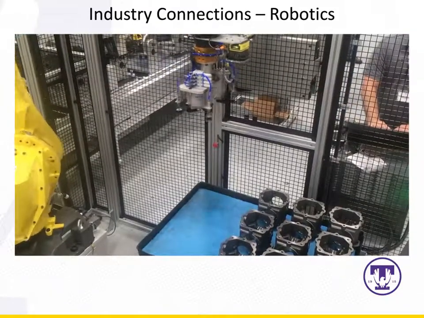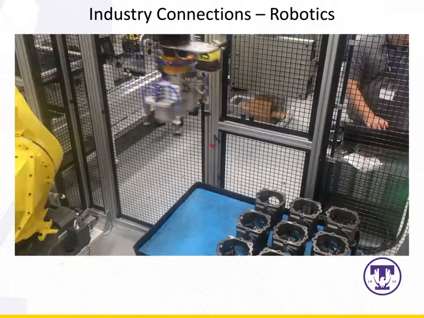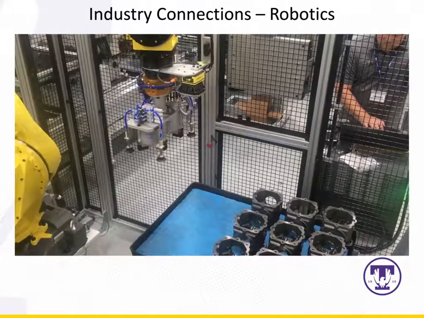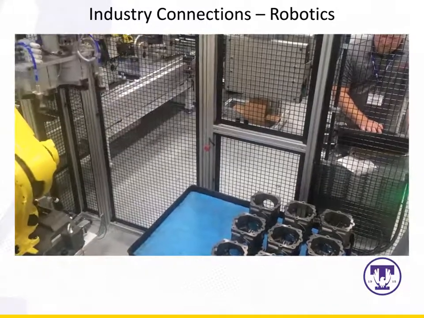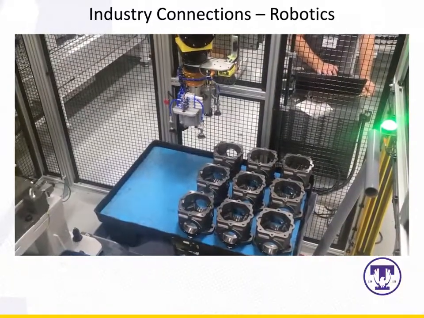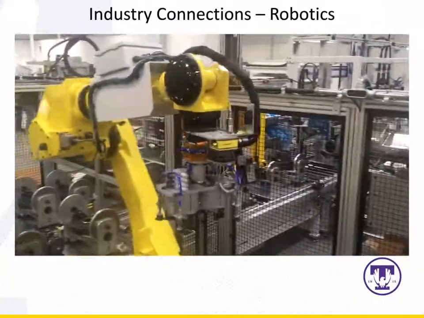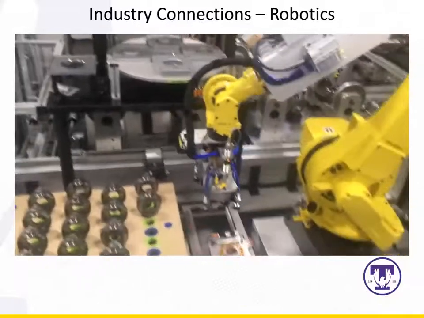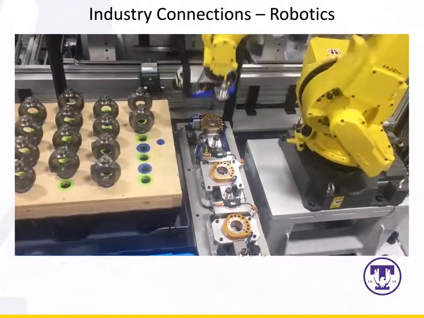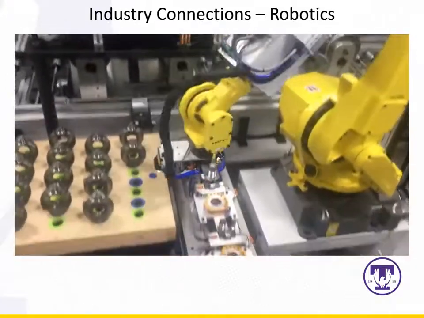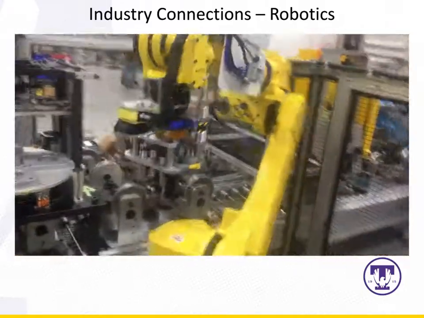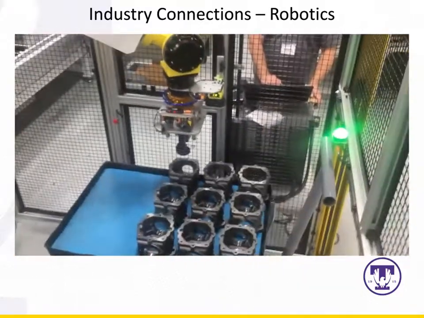Robots come into play when the motion needed is somewhat unpredictable or just highly complex. In this case, it was both, right? It's hard to predict exactly what's going to be necessary to accomplish this function, and the motion that was necessary was highly complex. This video is a little bit loud.